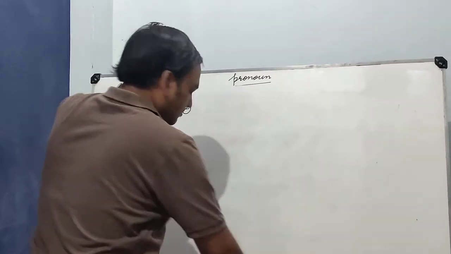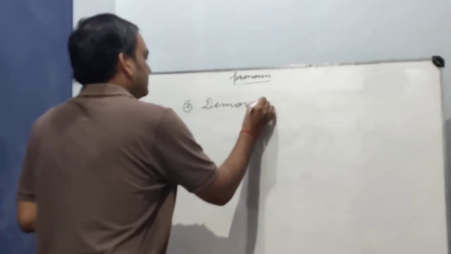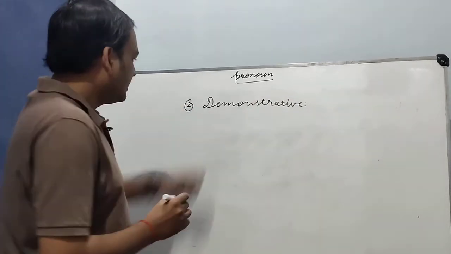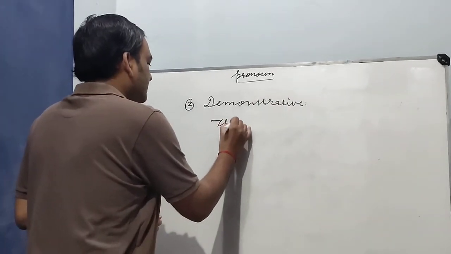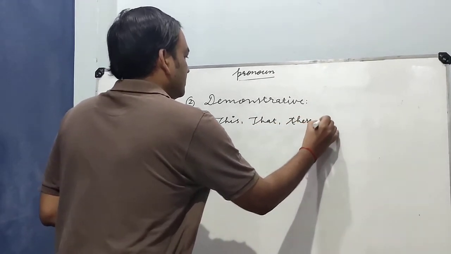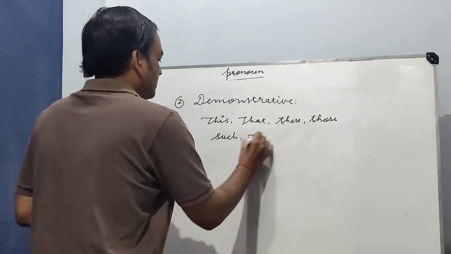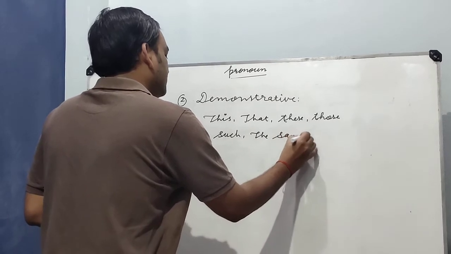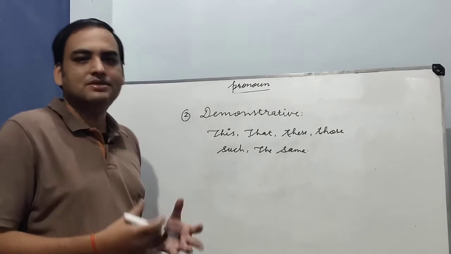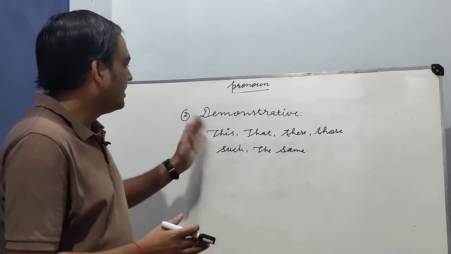Third one, demonstrative pronoun. Okay, what is the demonstrative pronoun? Demonstrative pronouns are this, that, these, those, such, the same. Okay, these are called demonstrative pronouns. What is the meaning of demonstrative? Demonstrative means demonstrate something, means indicate something. जब हम कहीं पर संकेत करना चाह रहे हैं, then we will use demonstrative pronoun.